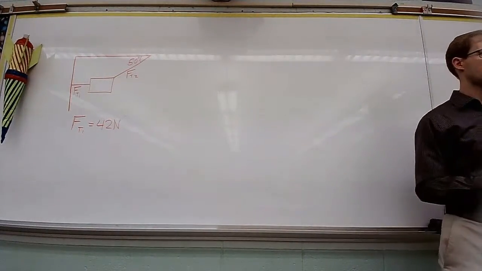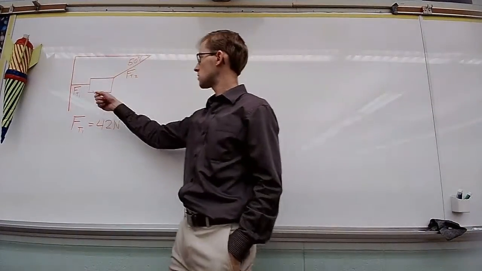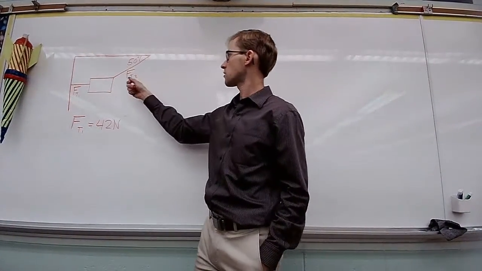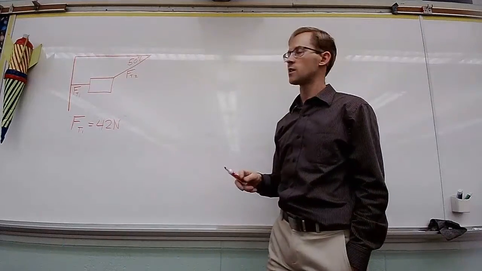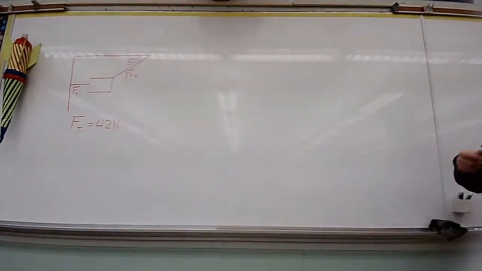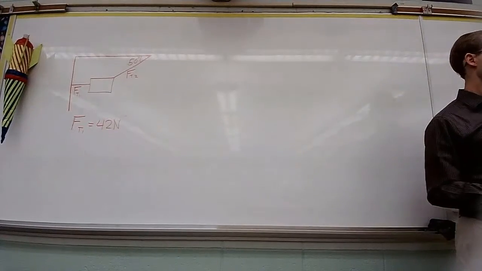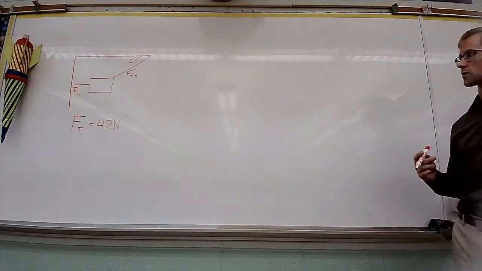So there's our setup. We've got our block. It's attached to two strings. One string is pulling it to the left. One string is pulling it up and to the right. And so the question is, how do we deal with this? Well, we deal with this the same way we deal with every other force problem in this chapter. One, we have to make a force diagram. And two, we have to make a force equation.